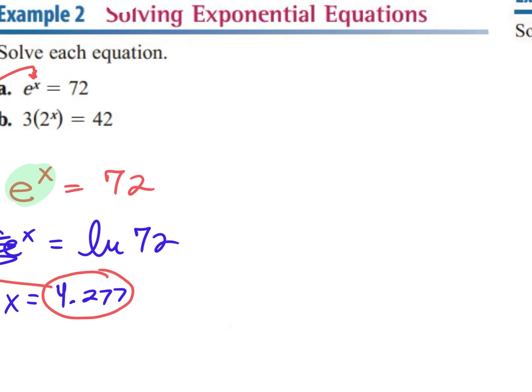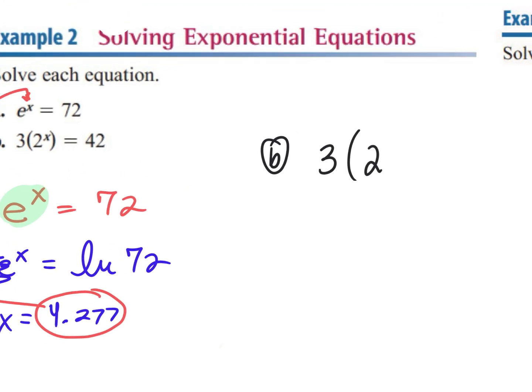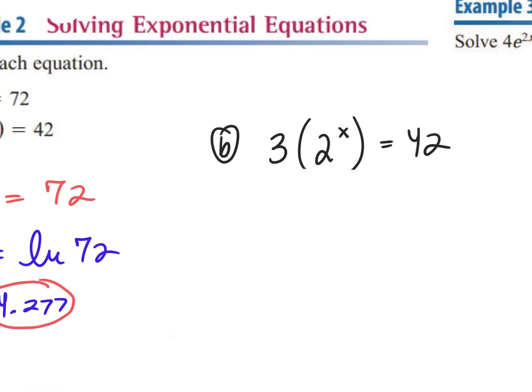So let's look at B. All right, I have 3 to the 2x equals 42. Okay, so the first thing I like to do, I like to highlight my function. And then I say to myself, what kind of a function is this? Is this exponential? Is this logarithmic? It's exponential. So what's the opposite of exponential? Logarithmic. So at some point, you're going to have to take the log. Right? You understand that? So I have to get my 2 to the x by itself first.